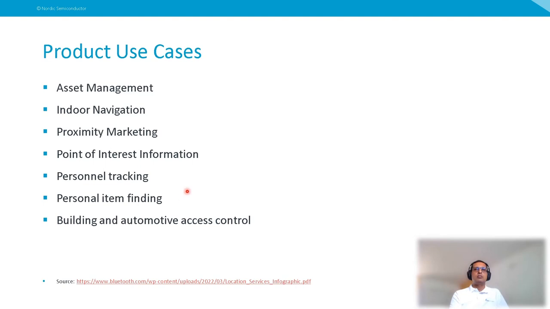Personal tracking, where personnel can have a badge or a tag, and they could be tracked inside an establishment for safety reasons and access control. There's also personal item finding. You could have your keychains and bags with tags, and direction finding features can be used to locate them.